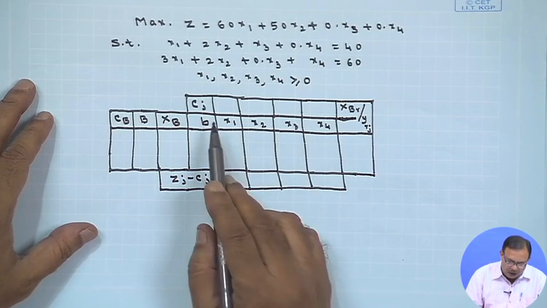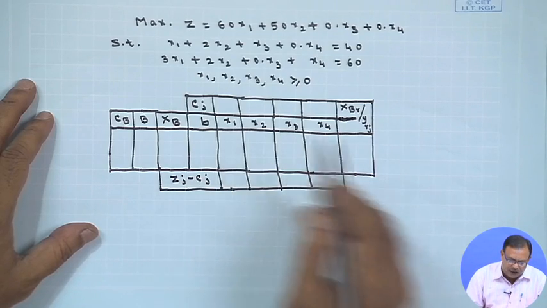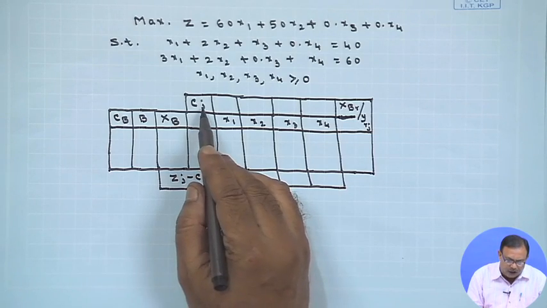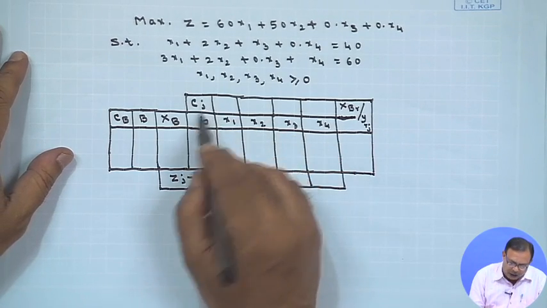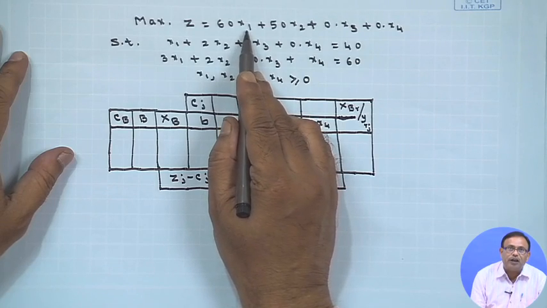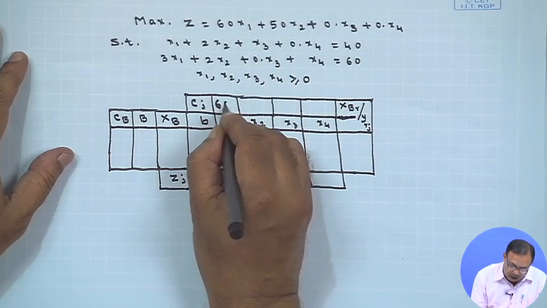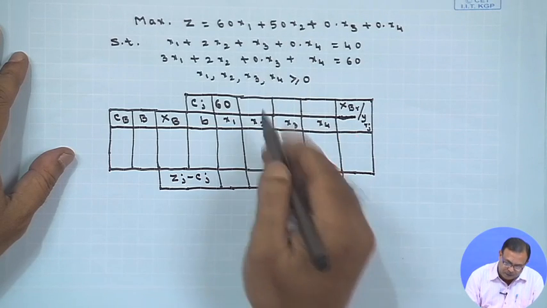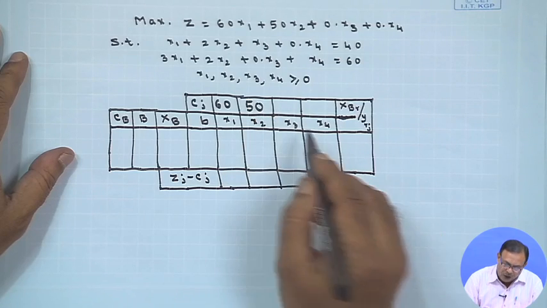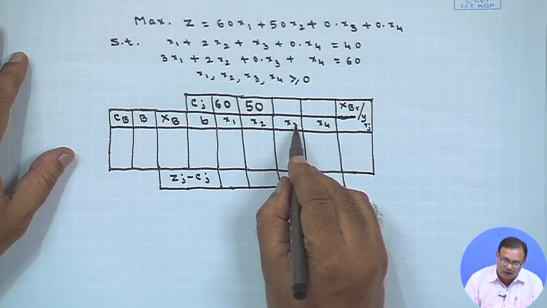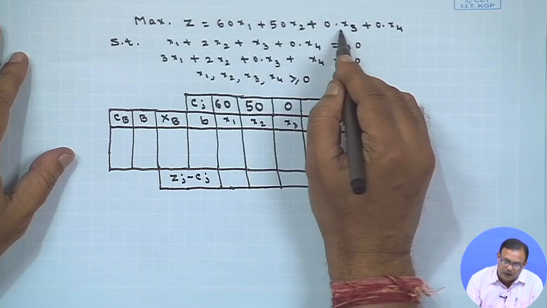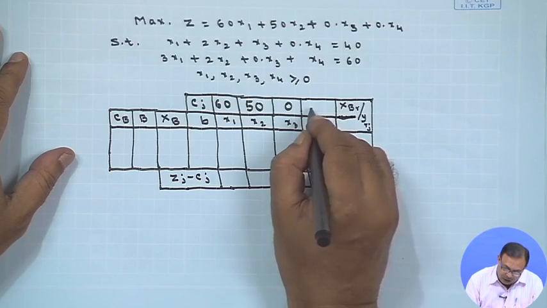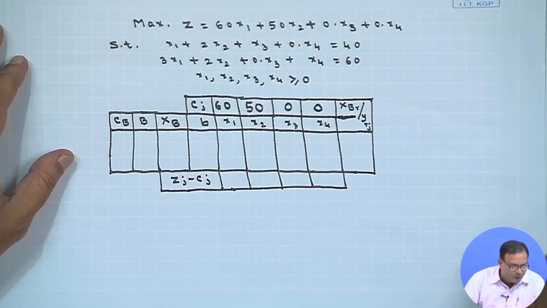where we will discuss what CB, B, XB, x1, x2, x3, x4, Cj are. Your Cj in this particular case is the coefficient of the cost function, that is, the coefficient of the cost function for x1 is 60. So, here I will write down 60. The coefficient of the cost function with respect to variable x2 is 50, so I am writing 50 here. With respect to x3, the coefficient is 0, so I am writing 0 here. With respect to x4, the coefficient is also 0, so I am writing 0 over here.